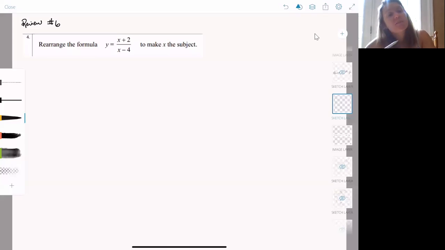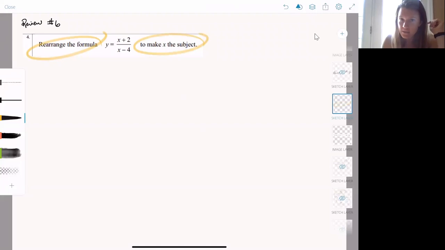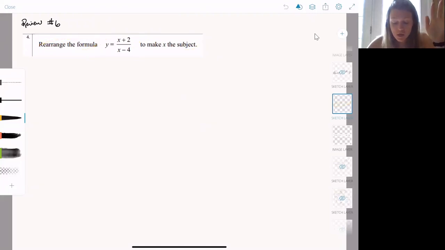So review number 6, question 4: rearrange the formula, make X the subject. There are like a billion questions like this. You will have something like this on your test, I guarantee it. If not exactly like this, you will have rearrange the formula, make X the subject at least once, I promise. So it is really important, okay?